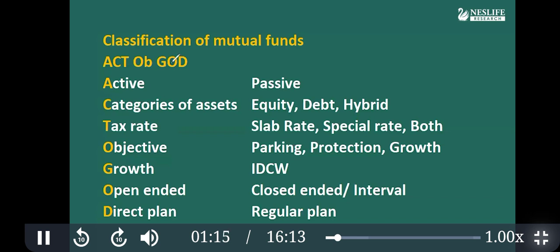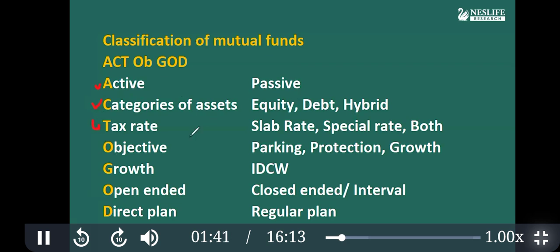So here you can remember the classification as ACT OF GOD. Okay, act of God. This is a mnemonic. First is active versus passive mutual funds. So this is a classification. Active mutual funds, passive mutual funds. Categories of the assets can be equity, debt, or hybrid category. We are going to discuss this in detail. Okay. First, remember this act of God.